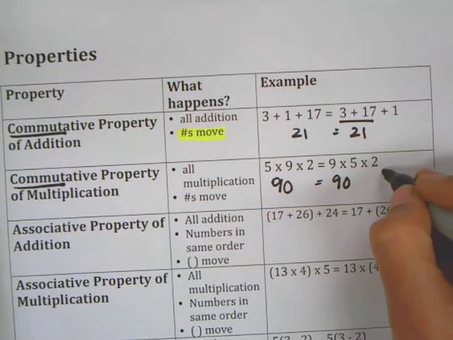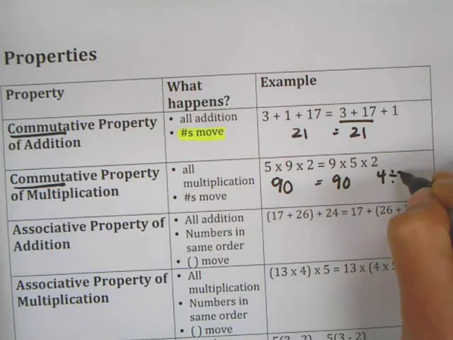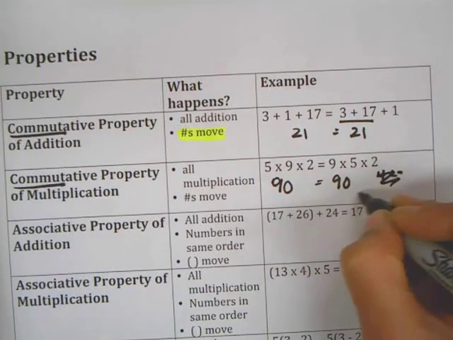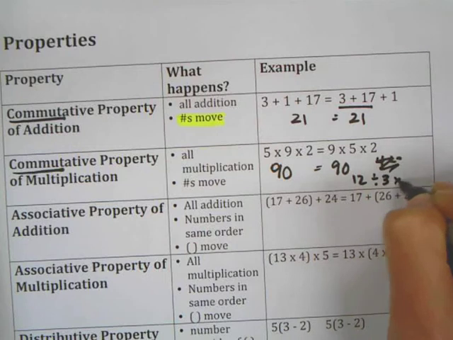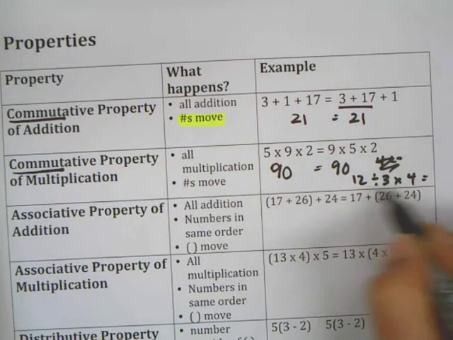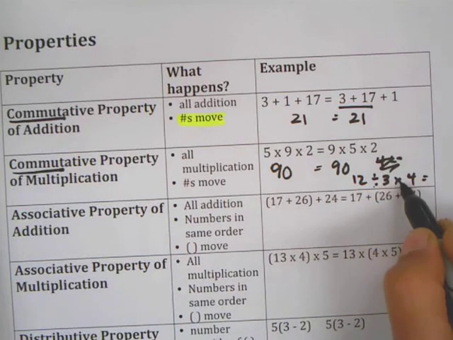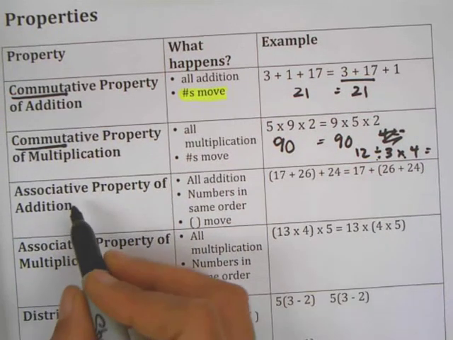What doesn't work, for example, is if there was any division in there. So if we had, let's make this 12, sorry, let's say we had 12 divided by 3 times 4. We can't start switching these numbers around if there's a mix of division and multiplication. You won't end up with the same number.